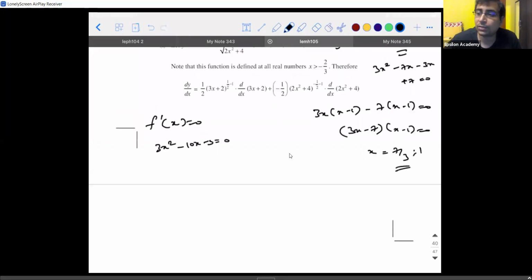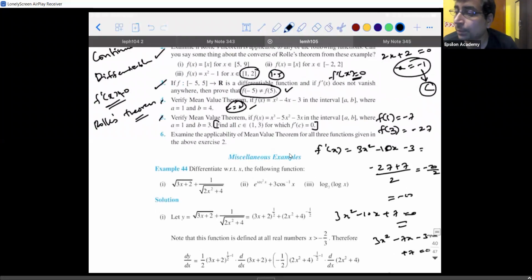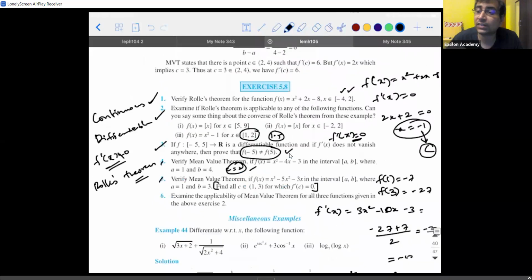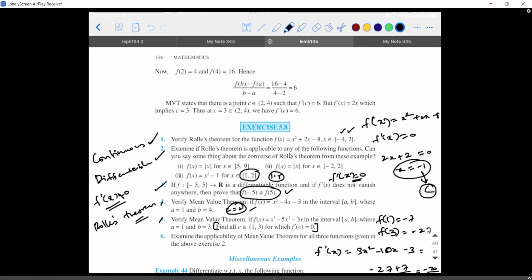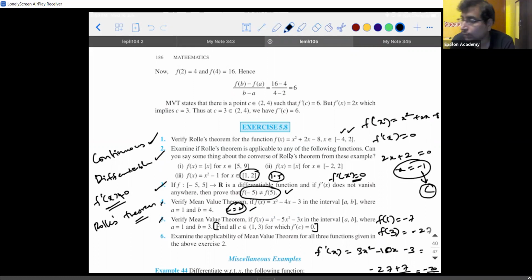Okay. So the last problem that they're asking is examine the applicability of mean value theorem for all the three functions given in the above exercise. So for the above exercise 2, that is the second question, for the first and second, obviously mean value theorem will not work. Why? Because the function is not continuous. It is not continuous, hence it is not differentiable also. Maybe you can try for the third one. For third one alone, check and let me know if mean value theorem is valid.